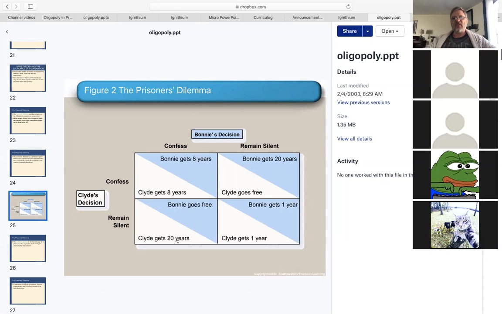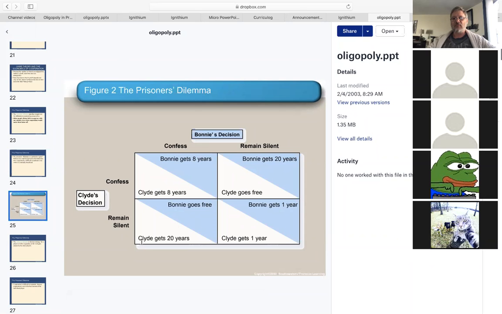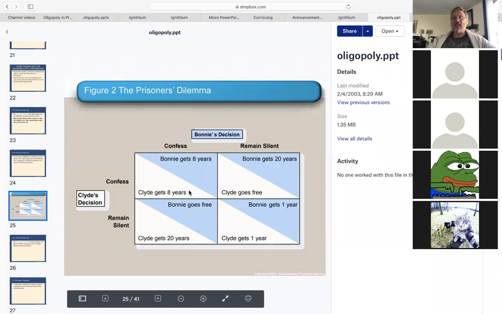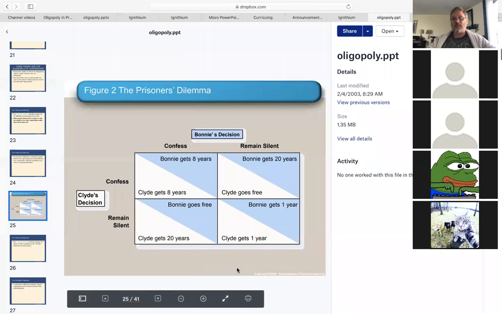So if Bonnie chooses confess, would you choose confess or remain silent? For Clyde's best self-interest, it would make sense for him to confess. Yeah, because he's choosing between 20 years and 8 years. Now consider the other option. Suppose Bonnie remains silent, then should I confess or remain silent? You'd still confess because then he would go free. Yeah, because doing no time is better than doing a year.